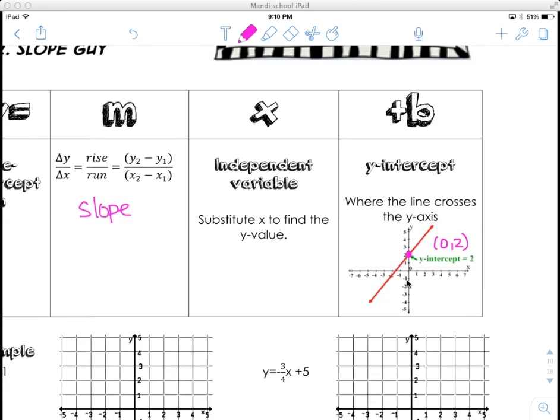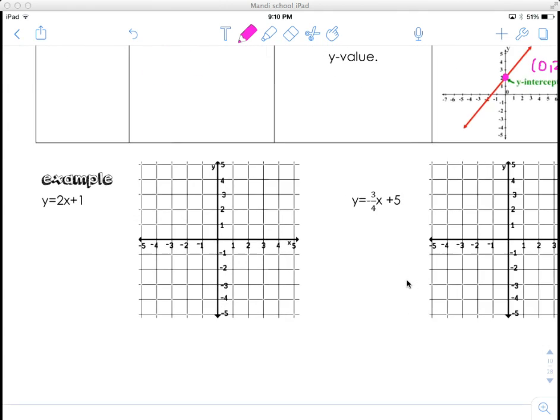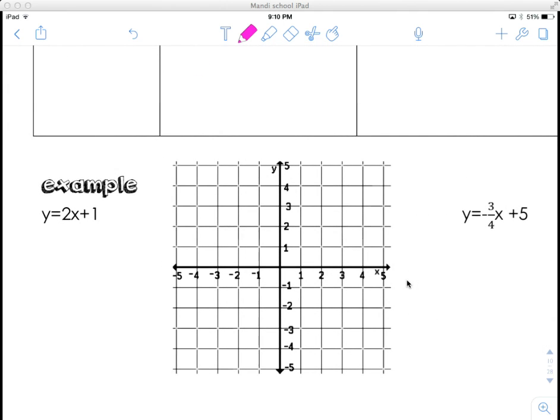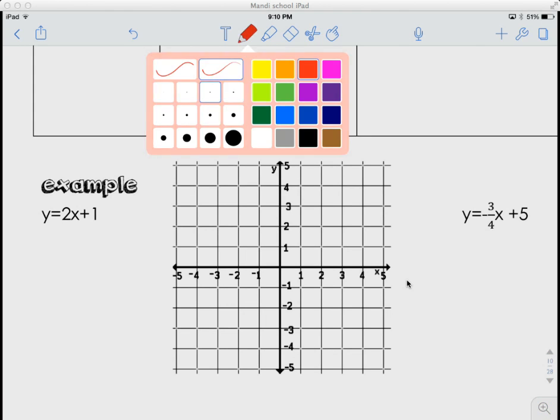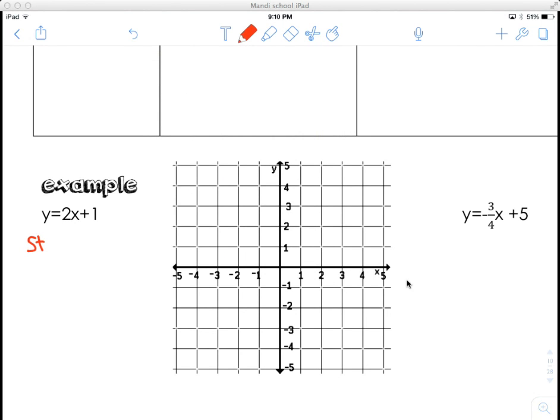So let's use this information to graph the equation of this line. So we're going to start with the y-intercept. In y equals mx plus b, the y-intercept is the constant. And our constant is 0, 1.